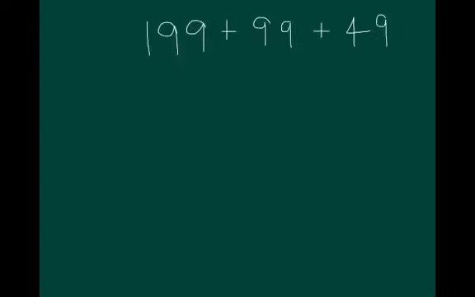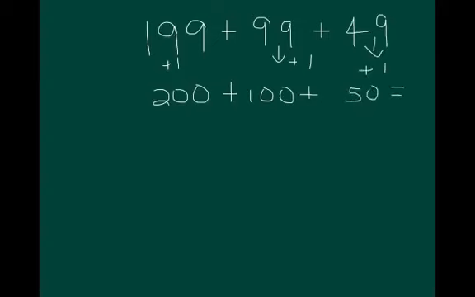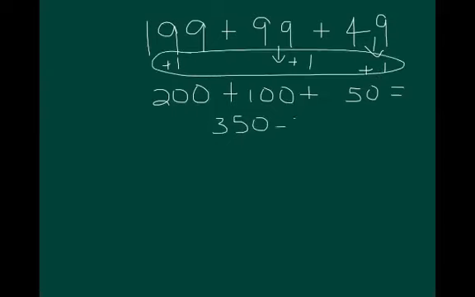Now you've probably noticed that compensation works beautifully for numbers that are close to the next 10 or 100. So here, if kids are thinking about this as compensation, thinking about that as 200, 99 is really 1 away from 100, and 49 is close to 50. You can see how easy it would be to think about 200 plus 100 plus 50 as being 350. However, now we've added 3 extras, so now we just have to subtract 3. And because kids are good at those combinations of 10, they're able to do that mentally pretty well.